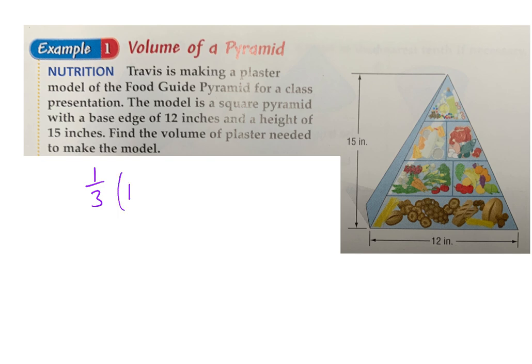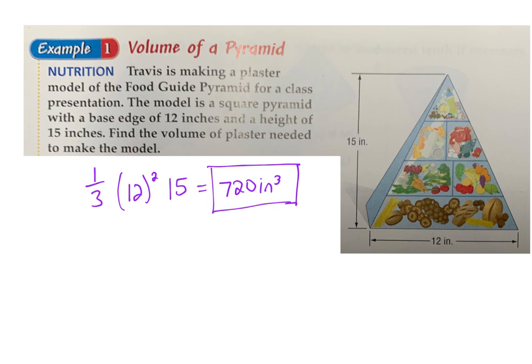1/3 the area of the square times the height of the pyramid. He needs 720 cubic inches of plaster to make that particular model, all right?